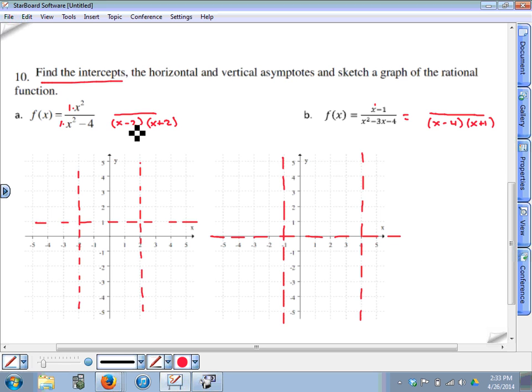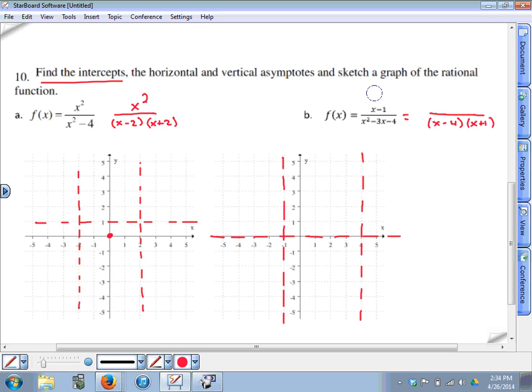Here, finding the intercepts, that means x and y intercepts. So, to find the y-intercept of part A, to find the y-intercept of any function, not just these, you let x equal 0. So x equals 0 here, you're going to end up with 0 divided by negative 4, which is 0. So the y-intercept in this is 0.